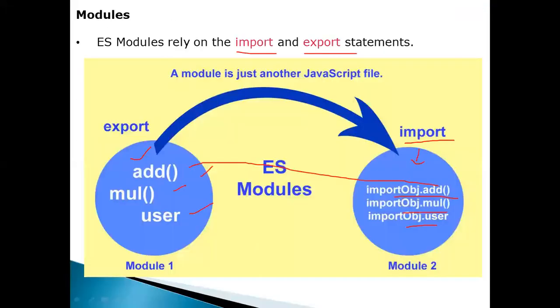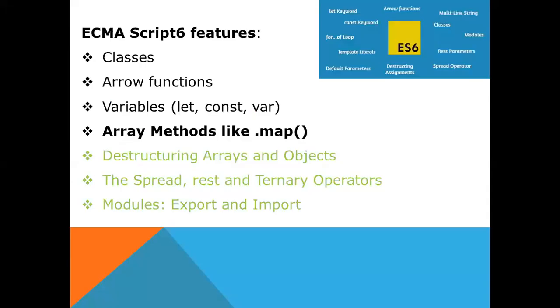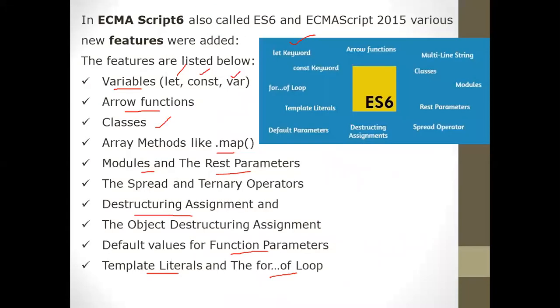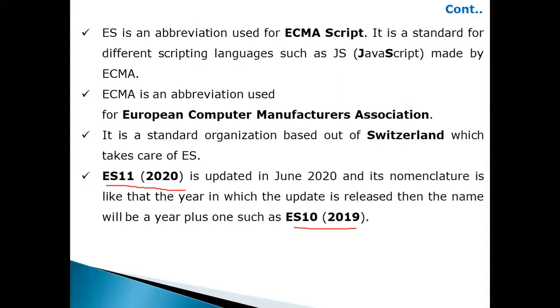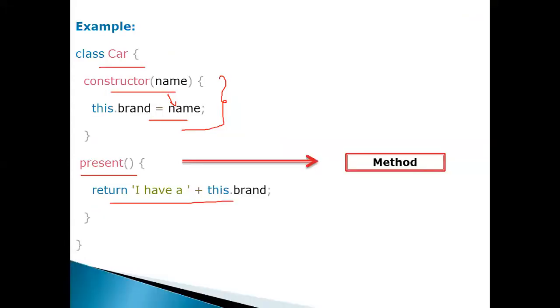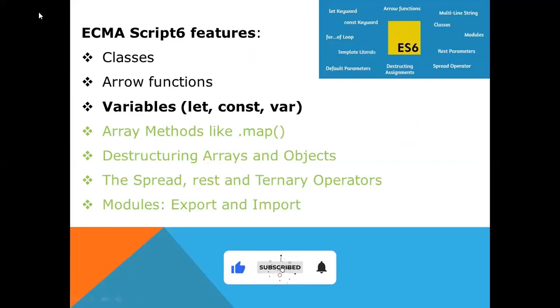So what we have learned in total is how React ES6 works, and how we can use a few concepts with React JS. ES means ECMAScript, European Computer Manufacturers Association. And we studied some of the features of ES6 like variables, arrays, classes, arrow functions, array methods, destructuring arrays and objects, spread, rest and ternary operators, and modules. That is two types of modules, export and import. Okay, so that's about it for this.